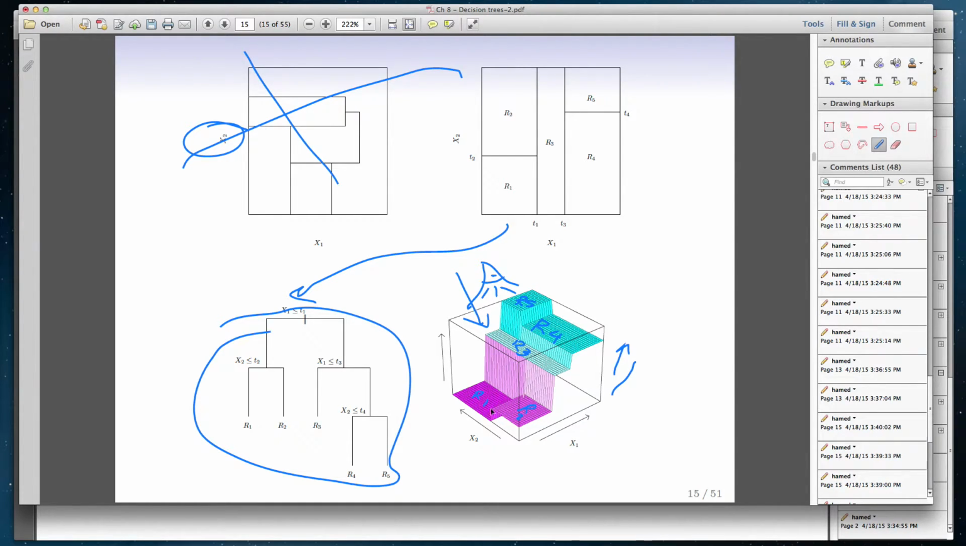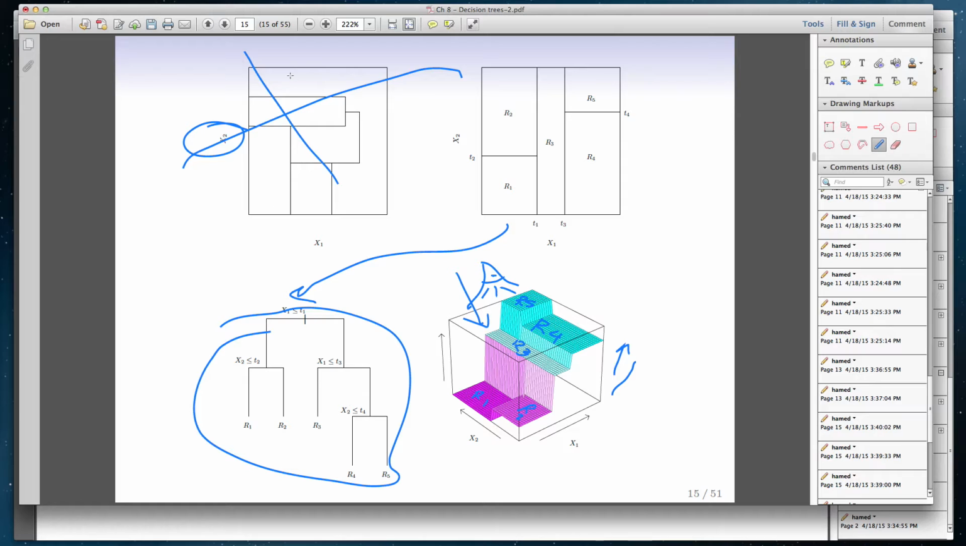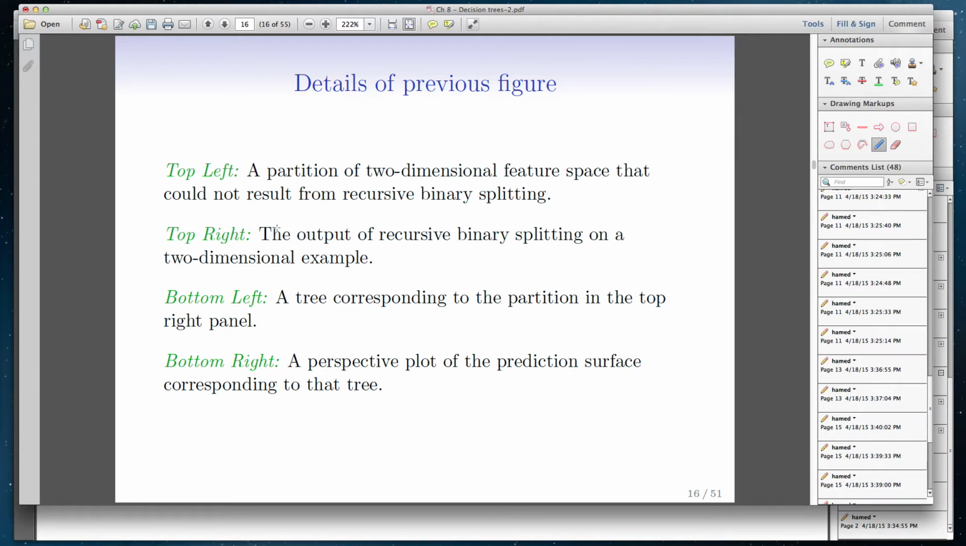So R1 has the lowest Z. Let's say your prediction for that is 0. This one has a slightly better prediction. Your prediction for that is slightly more. The prediction for R3 is slightly more, and so on and so forth. So the thing we learned is that this shape is not possible because it's not made of rectangular shapes. This is a non-rectangular shape in between. And everything else is pretty much described.